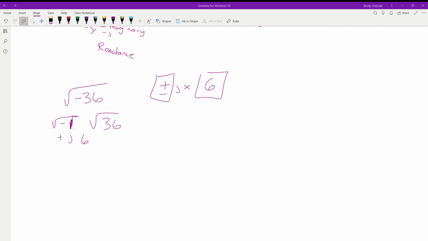I usually put the j in front so it doesn't get reabsorbed into the radical. If you put the j here, sometimes when I write, it kind of trails off a little bit, so I try to put that in front. The other thing I do is I put a hook on the end of my radical sign, so anything after that hook does not go into the radical.